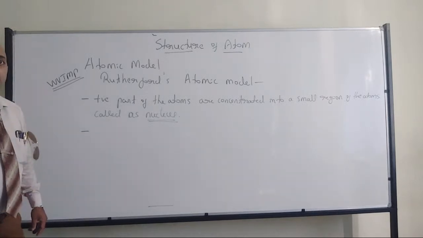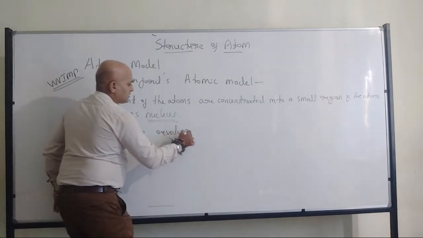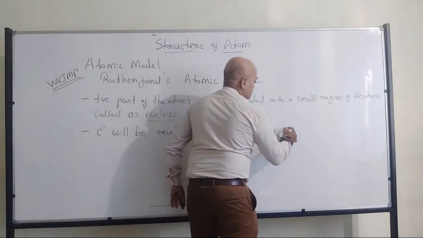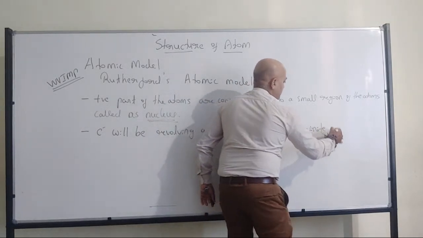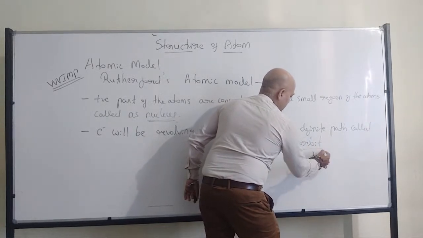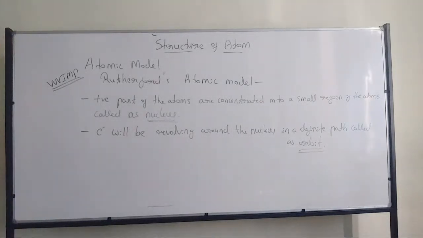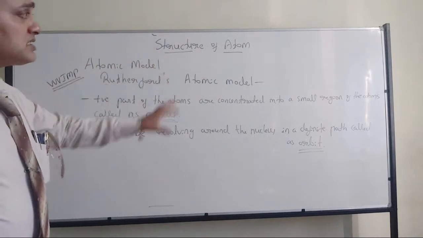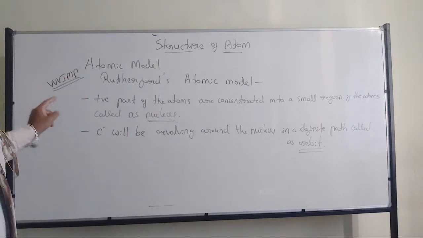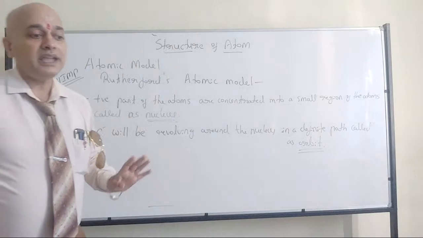Then next point, electrons will be revolving around the nucleus in a definite path called an orbit. Even this word has to be underlined. So what is the first point? The positive part of the atom is concentrated into a small region of the atom called the nucleus. That nucleus word has to be underlined. Next point, electrons will be revolving around the nucleus in a definite path called an orbit. Even that orbit has to be underlined.